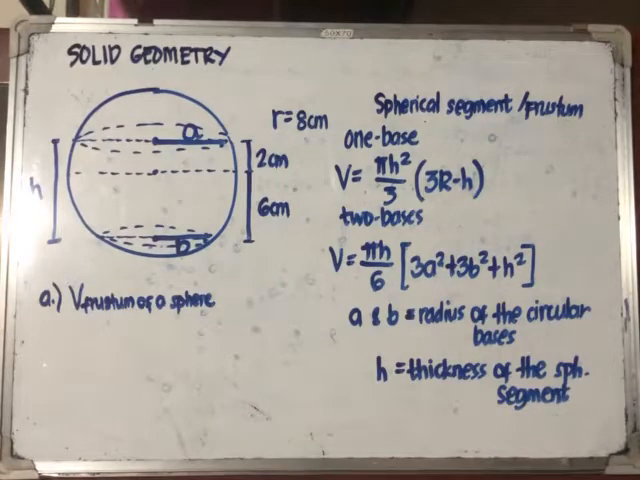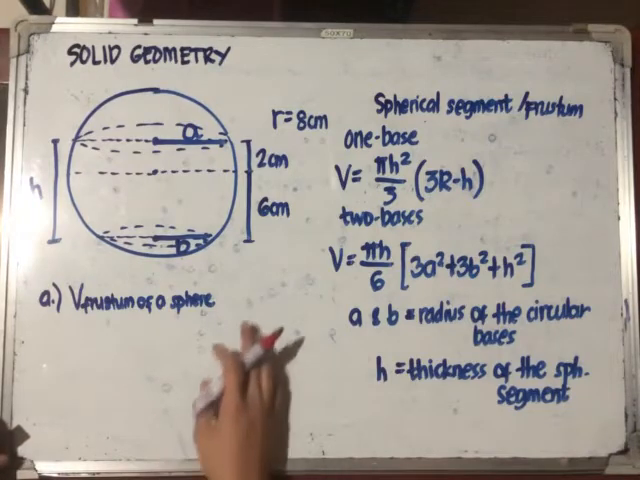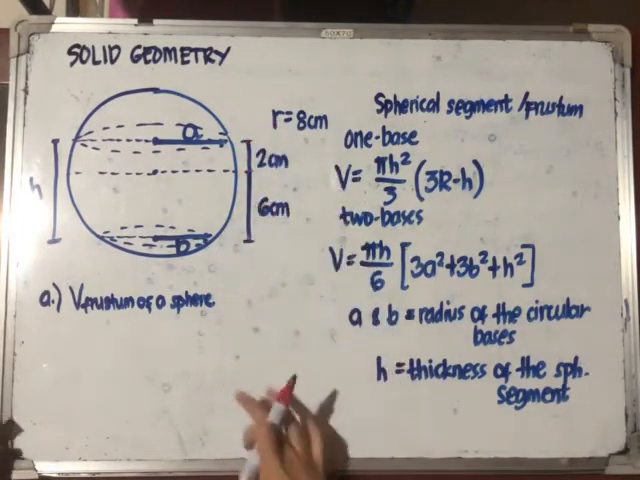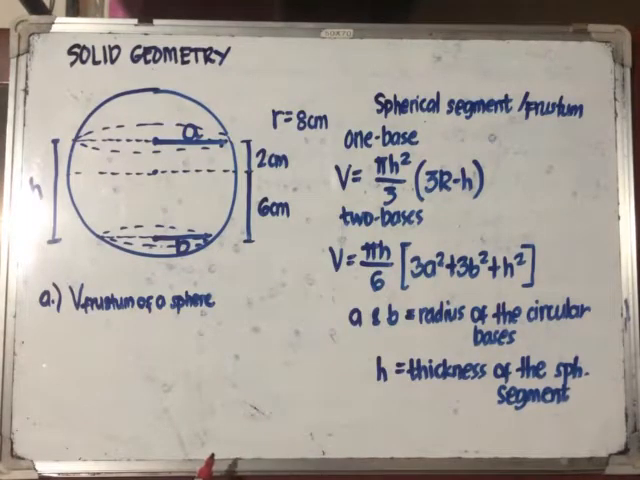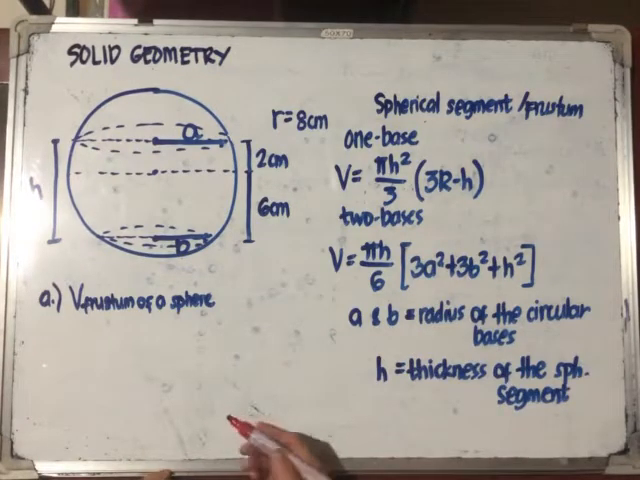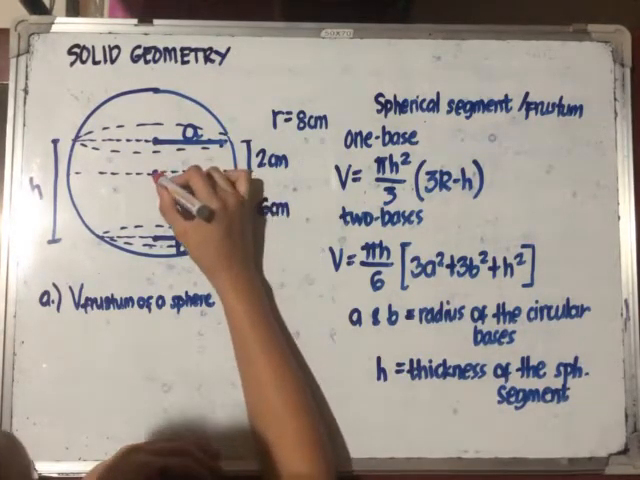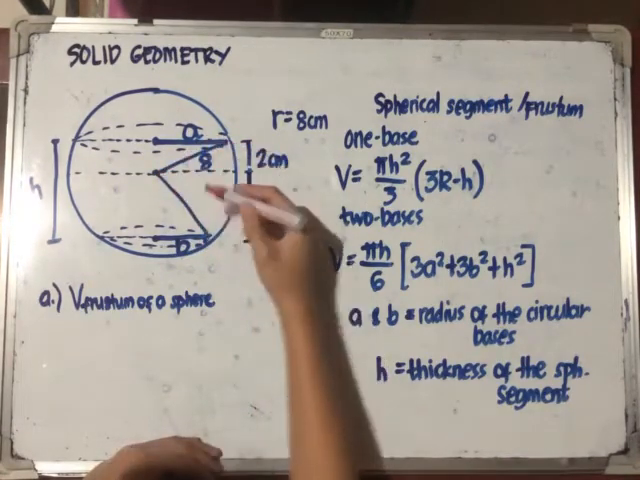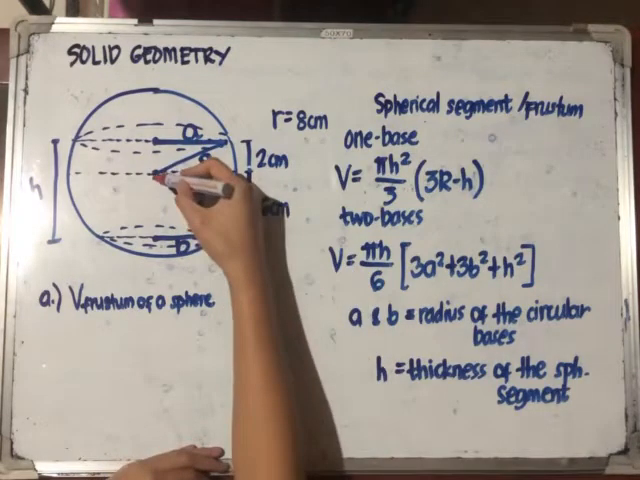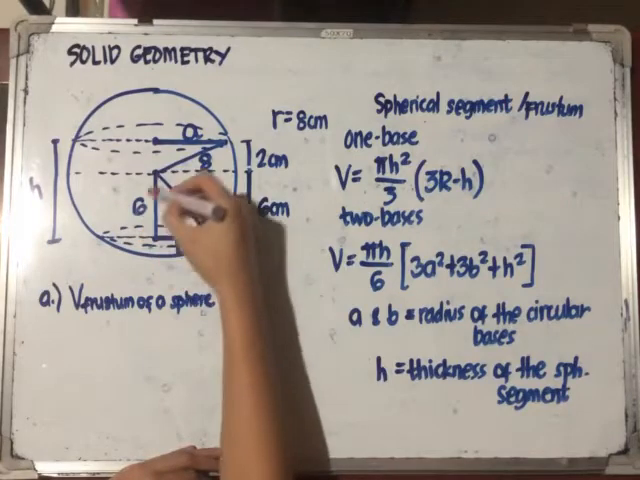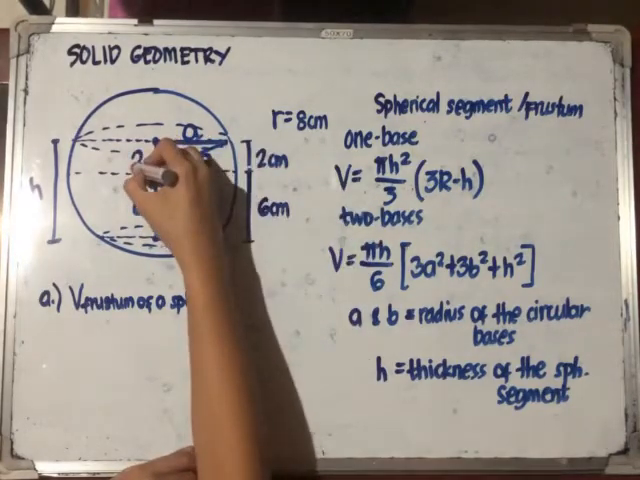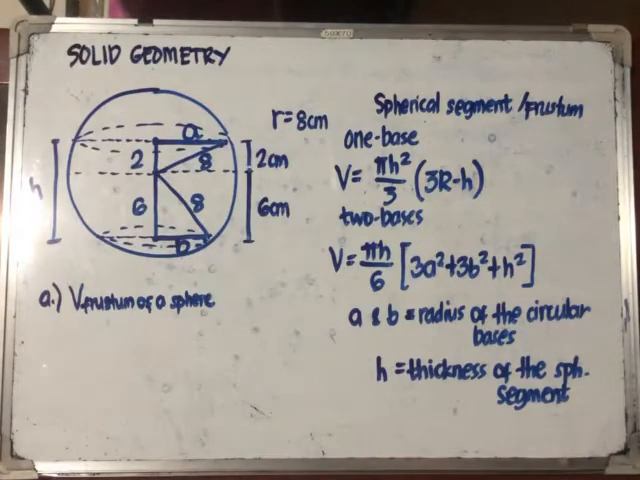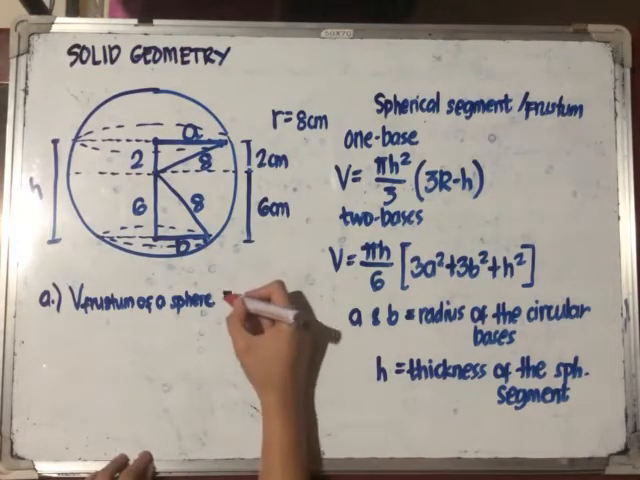So, if that is the case, we need to compute first for A and B because it's obvious already for letter A natin na problem that our H would be 6 plus 2 cm. That would be 8 centimeters. Question na lang ngayon is what would be A and what would be B. Take note that this one here is your radius, 8 centimeters. This as well is your radius, 8 centimeters. You know this distance, this is 6. You know this distance as well, that is 2. Therefore, you can get your A and B by Pythagorean theorem.